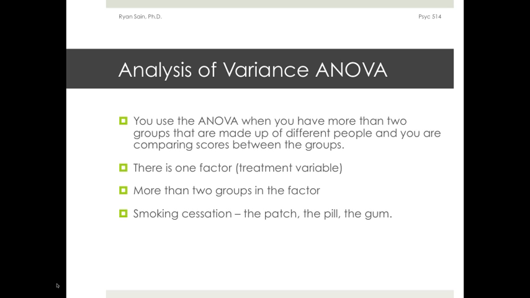We could do that t-test thing, but we run into the family-wise error because we would have to compare patch to pill, pill to gum, and patch to gum. So we're just going to use an ANOVA and compare everything all at once, right? And it spits out one result, and then we go from there.